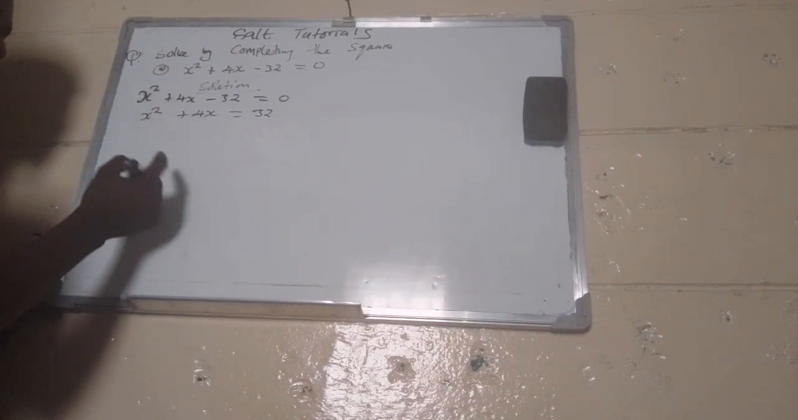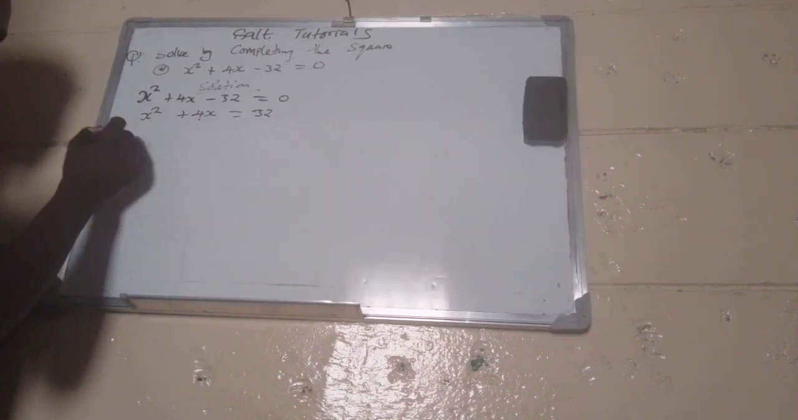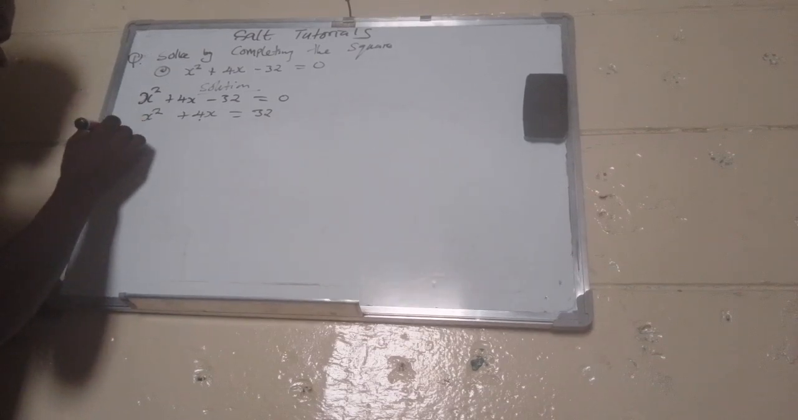Next, if that is the case, the coefficient of x is 4. So what are we simply saying? Halving the coefficient of x.